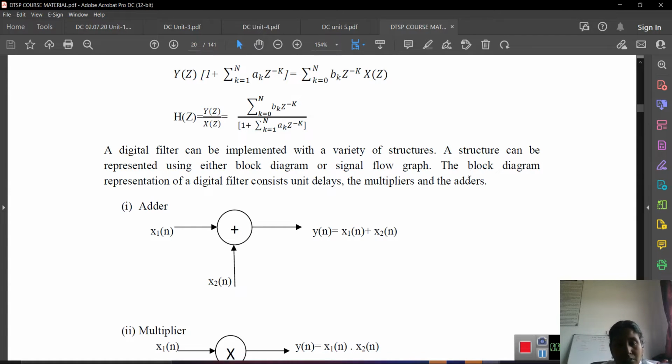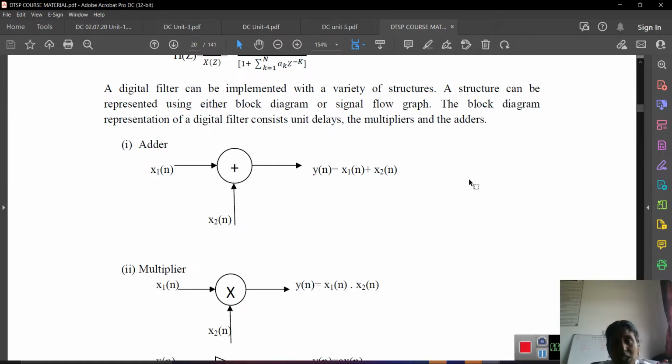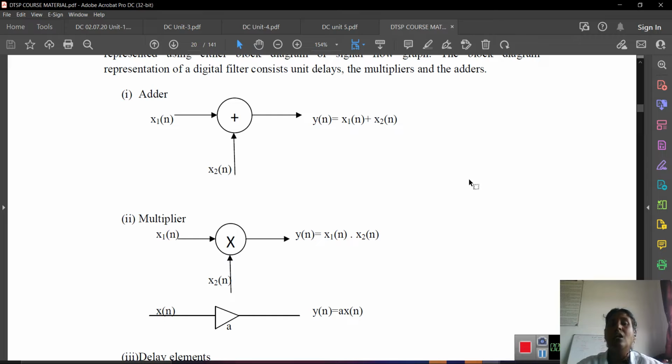Then a digital filter can be implemented with a variety of structures. A structure can be represented using either a block diagram or a signal flow graph. The block diagram representation of a digital filter consists of unit delays, multipliers and adders. Now we see the adder. Adder: x1 of n plus x2 of n, finally we get y of n equal to x1 of n plus x2 of n.